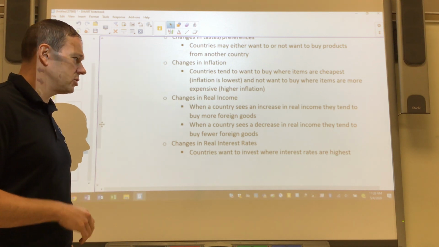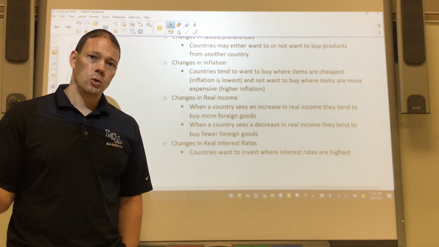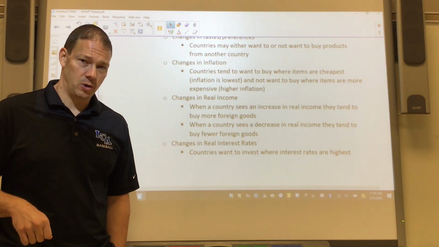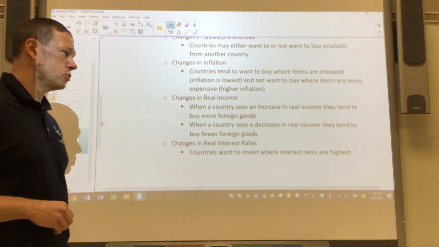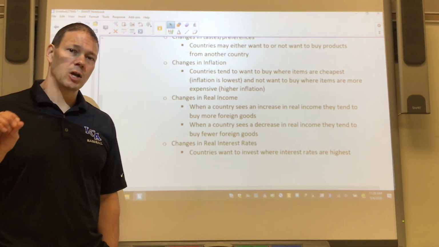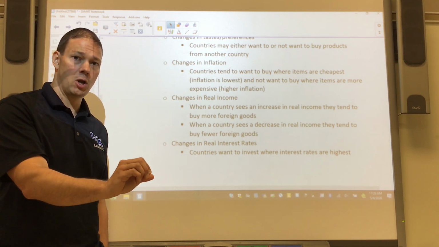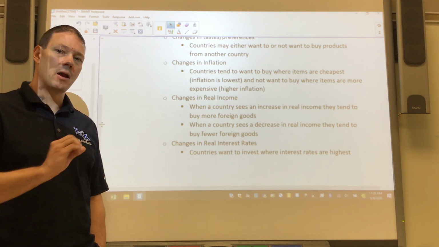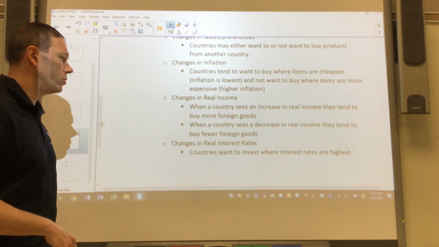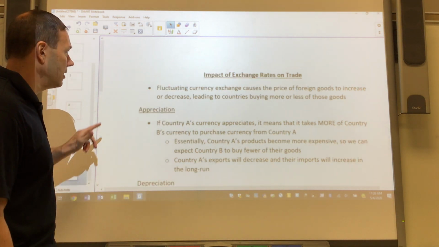And then lastly, changes in real interest rates. If you're an investor, you want to put your money where you get the greatest return, and you do that where interest rates are the highest. So whatever country has the higher interest rates, that's where investors are going to go. Again, where do you want to buy or invest in? Whichever country has the higher interest rates, that's where you want to go to invest. So generally, those 4 things would change the supply and demand for currency.